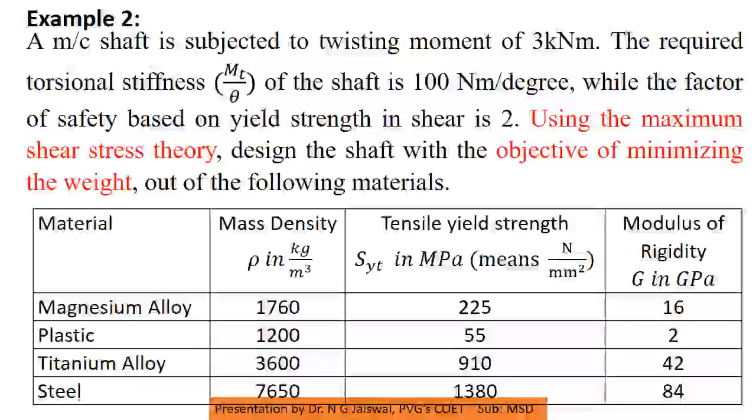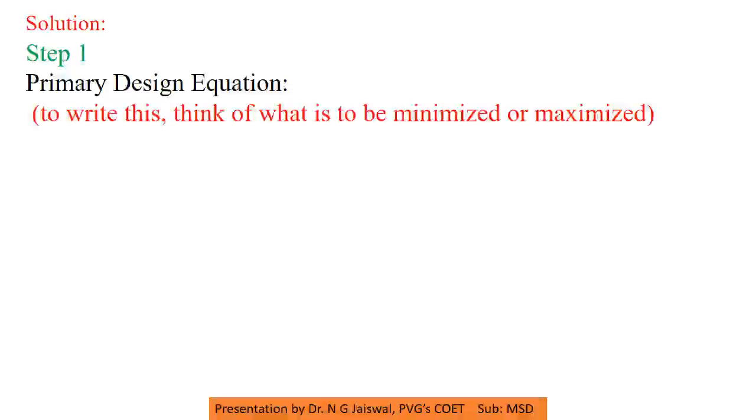Okay. To start the solution, we know that the solution begins with the primary design equation. I explained earlier, when you are writing the primary design equation, think of what is to be minimized or what is to be maximized. That hint is again given here. Here, in this numerical, weight is to be minimized.